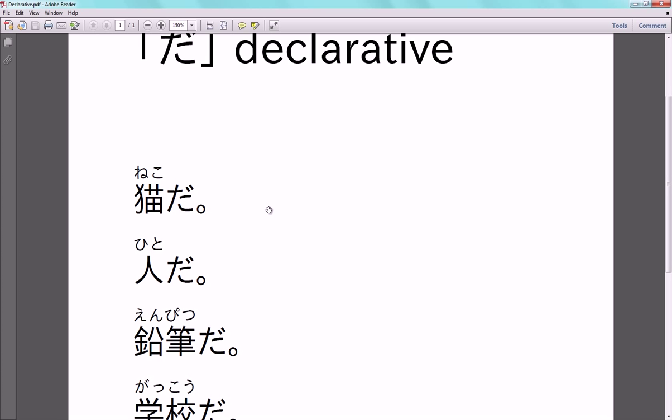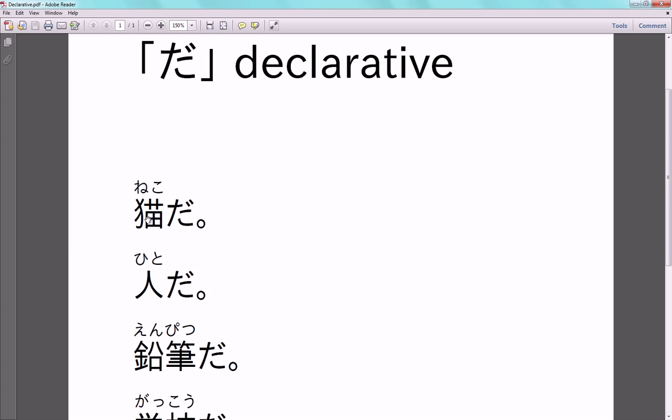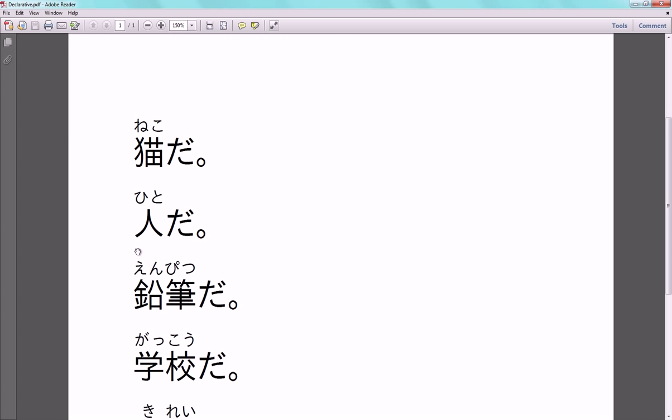You'll notice that I'm not going along with the Genki textbook curriculum right now because I don't like the way they structured their first lessons. Anyways, so the da declarative goes, you attach it to the end of either a noun or a na adjective, and it basically declares whatever you attached it to. So, neko da and hito da. Hito means person, so hito da is, it is a person. I declare that it's a person.